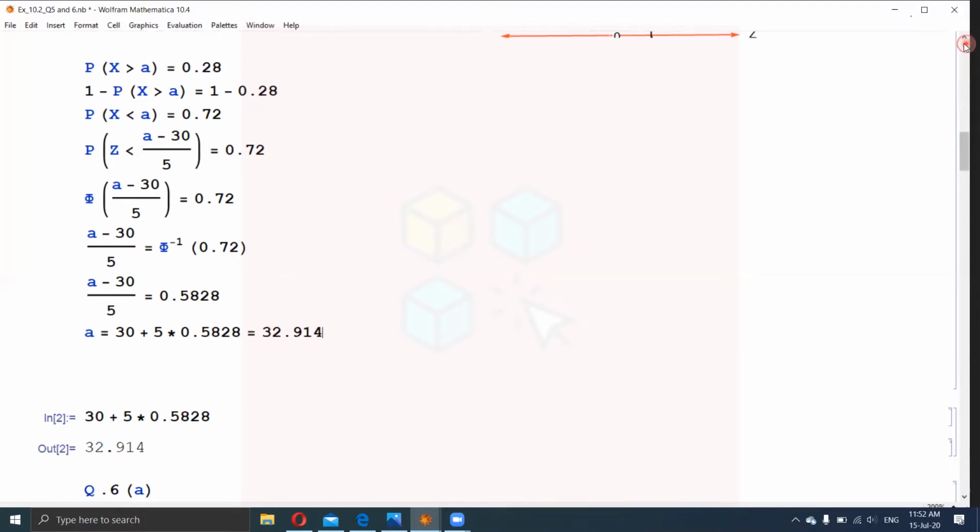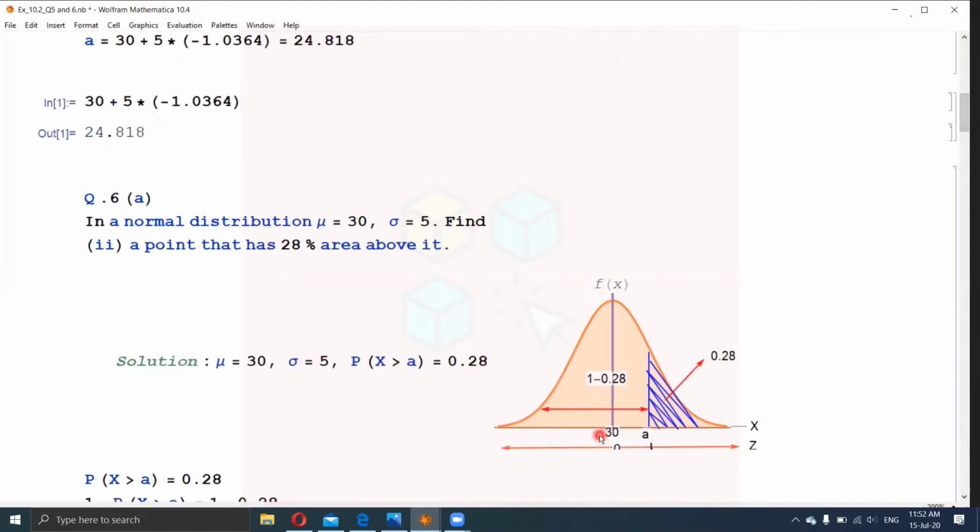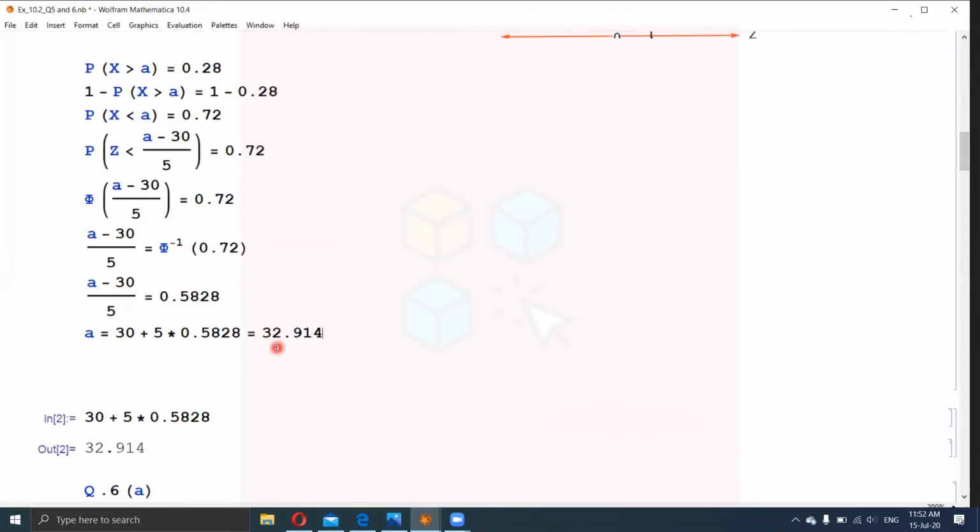From the figure, in the center it's 30, and A is on the right side. So 32 is definitely more than 30. So it is verified that A is 32.914.